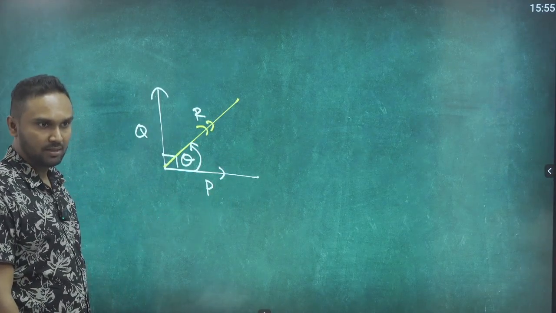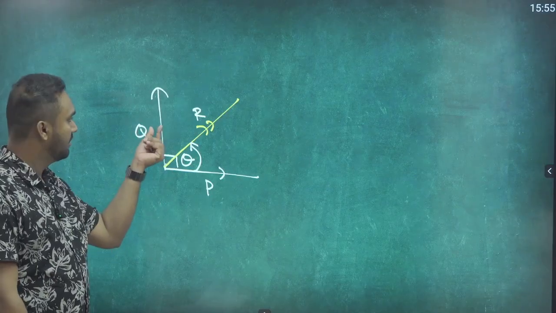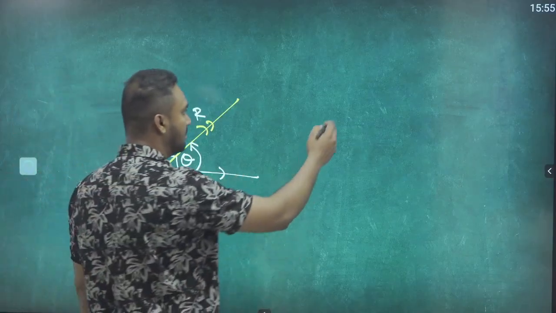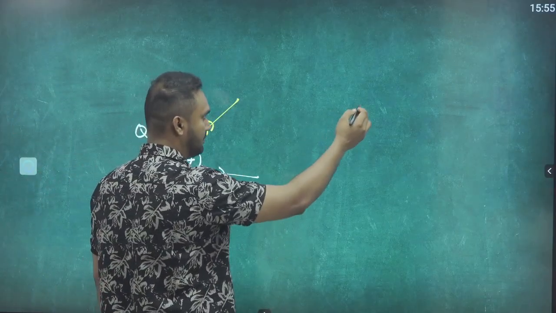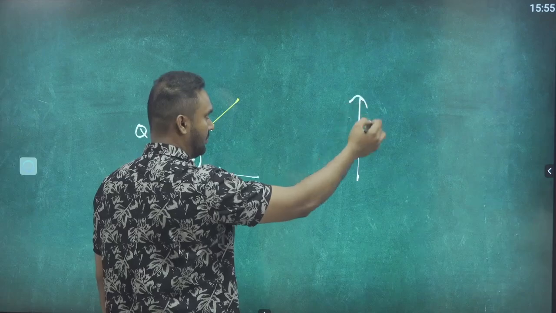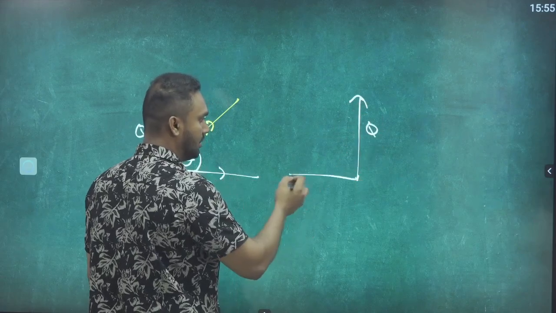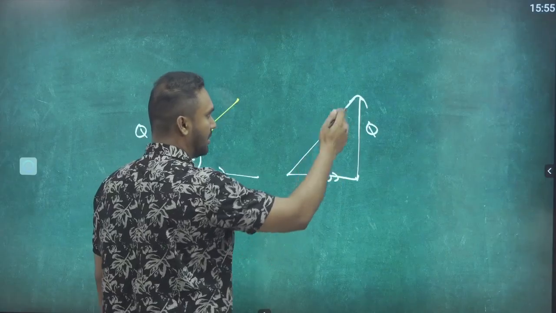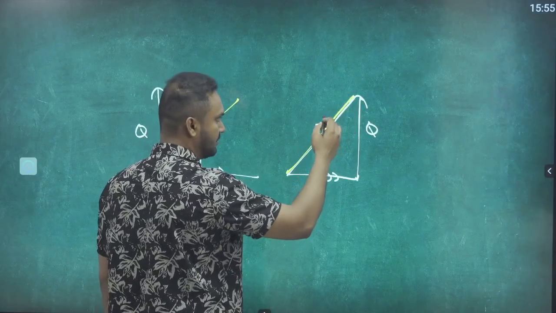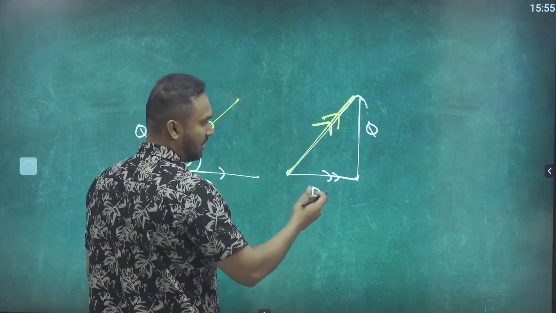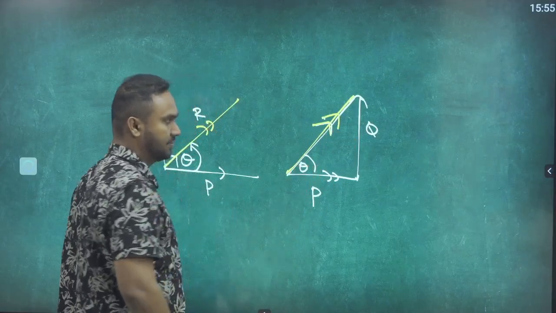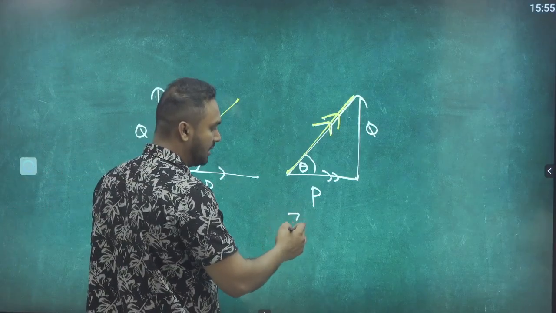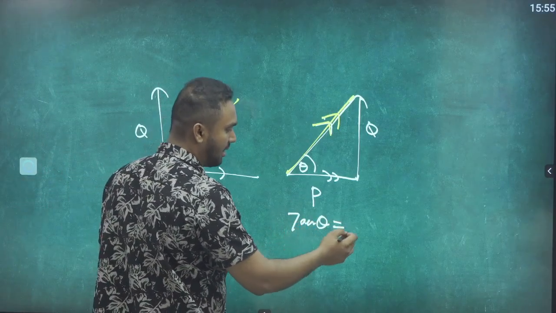You have to prepare the triangle, right? We can take this force from here, and then this is formed, like this. This is Q, this is P, and this is R. This is the R force. The angle again is theta here. Now the angle's value is what? Tan theta, right? The angle's value should be tan theta.